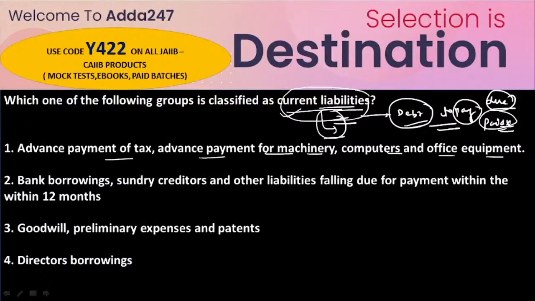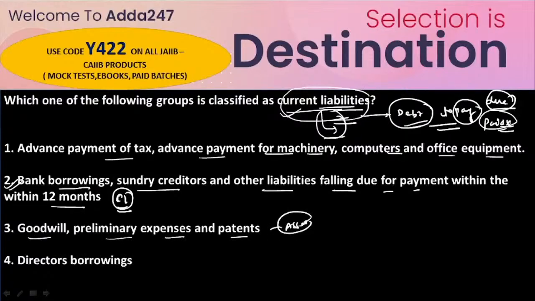Fine. So the second option given is bank borrowings, sundry creditors, and other liabilities falling due for payment within 12 months. So that is basically all the characteristics of current liabilities. That's why the answer would be the second one. If I say goodwill, preliminary expenses, patents, those are a kind of asset. Okay, so this is not part of the liabilities.